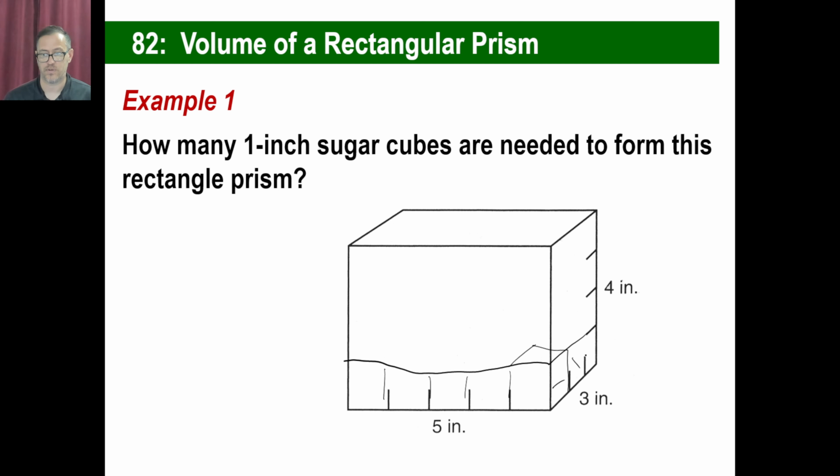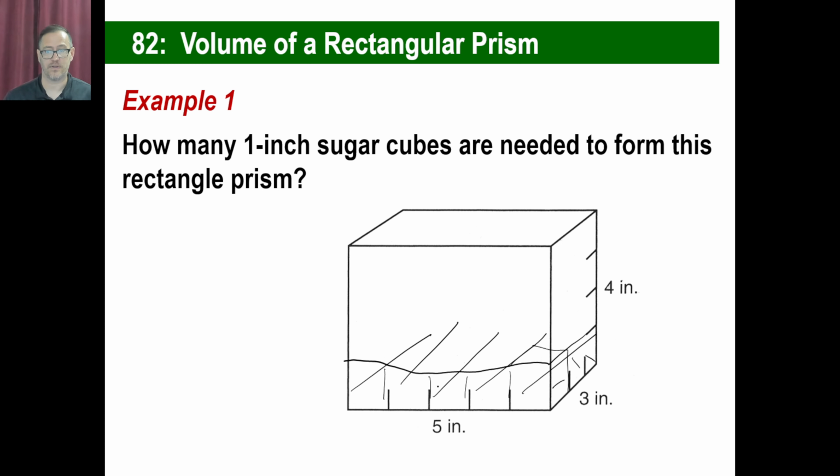1, 2, and 3. Well, how many rows of 3 are there? There's this row, there's that row, 3, 4, and 5, right? Because of the 5. So 15 of those cubes will fit on the bottom layer of this thing, right? But of course, how many layers are there? You can see there are 4, right?